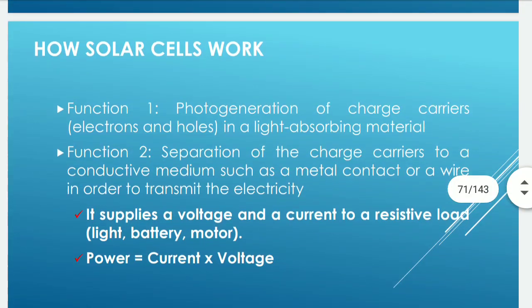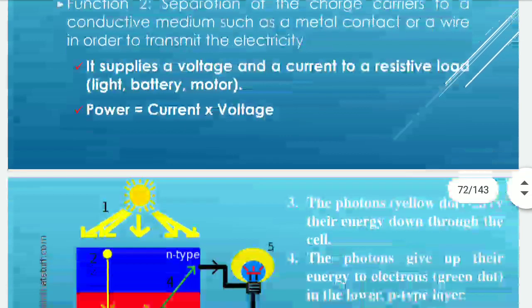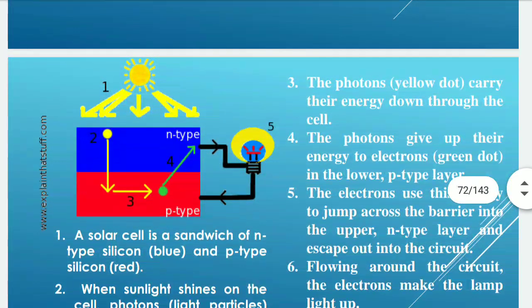How does a solar cell work? Function one: photogeneration of charge carriers, electrons and holes, in a light absorbing material. Function two: separation of the charge carriers to a conductive medium such as a metal contact or a wire in order to transmit the electricity. It supplies a voltage and a current to a resistive load: light, battery, motor. Power equals current times voltage.